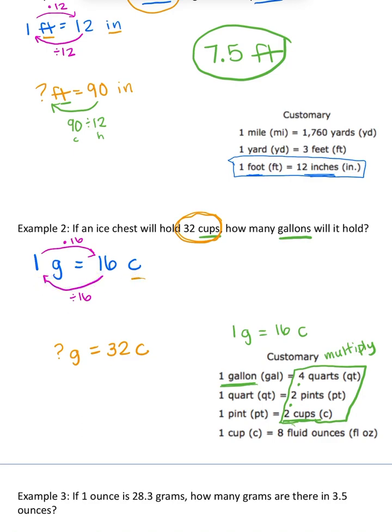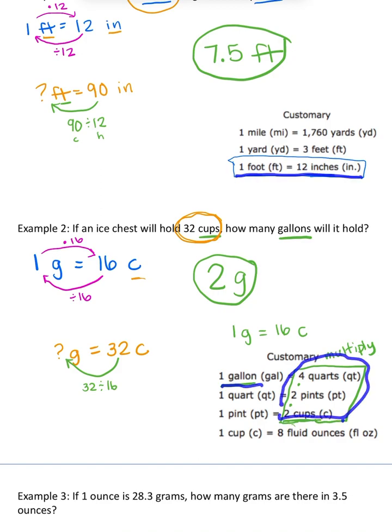So what I'm going to do is draw my arrow because I'm going this way, and I'm going to do 32 divided by 16. And that answer is 2. And we were looking for gallons, so my answer is 2 gallons. So the most important part of that one is if we don't have a perfect match, like this one, they were straight across from each other. And this one, we had to multiply all of those numbers together.